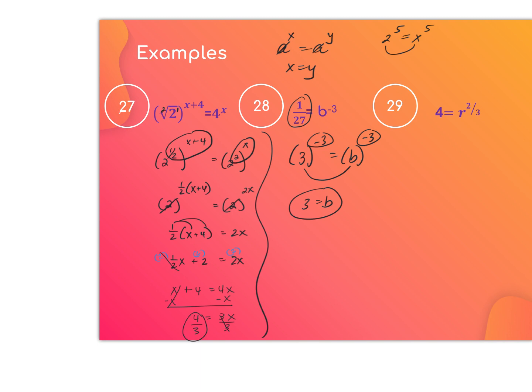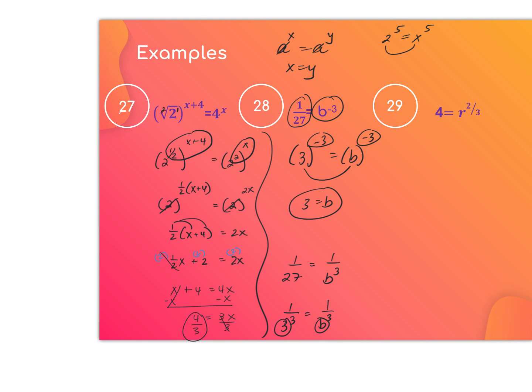The other way I could have done it, again, there's multiple ways. I could have stuck with the denominator here, and I could have made b to the negative third equal to 1 over b cubed. And then I can turn 27 into 1 over 3 cubed equals 1 over b cubed. And either way, you're going to see that b and 3 have to be equal.